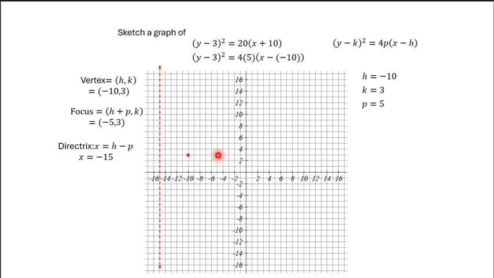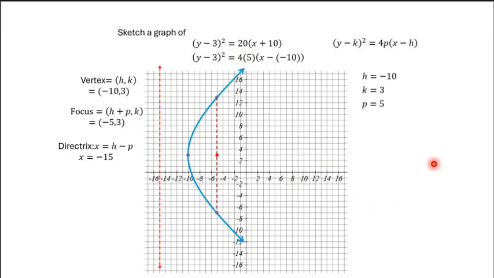So that means from the focus, I need to go 10 units above and 10 units below, and I'll find the endpoints of the latus rectum. So this line segment is the latus rectum. The significance of that is I know that the parabola has to go through its vertex, and it also has to go through both of the endpoints of the latus rectum, and this is then what the parabola should look like. So that is how we draw a parabola given this form of the parabola's equation.